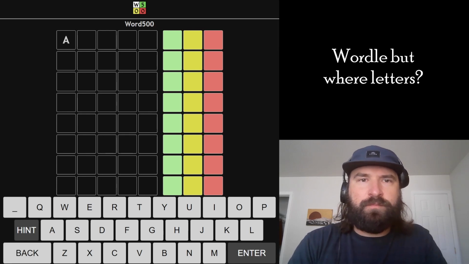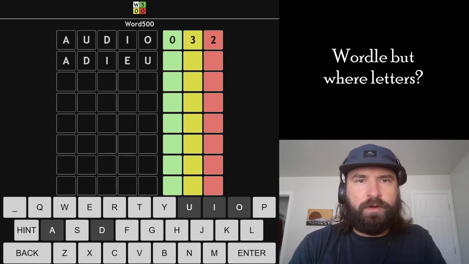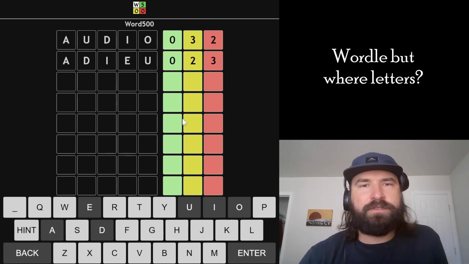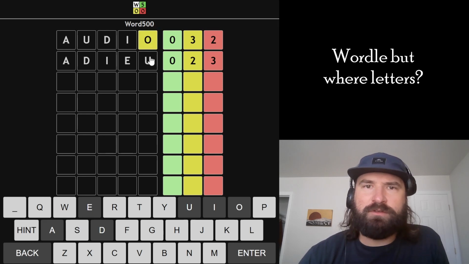Let's smash a Word 500. Word 500 is the Wordle game. It gives you the number of greens and yellows, but doesn't tell you where they are on the word. I would start with a do in audio because they use all five vowels from the English language.